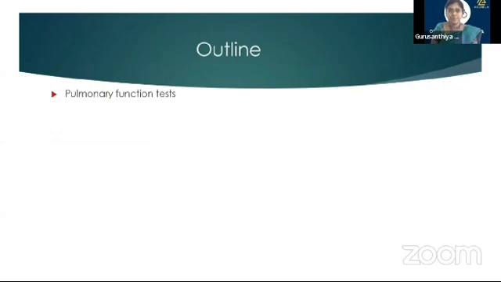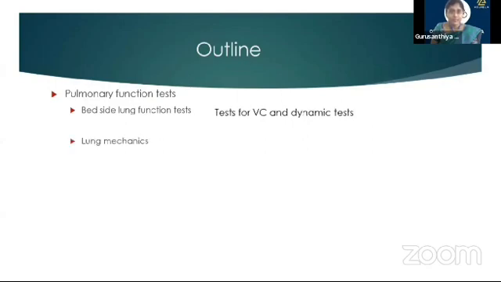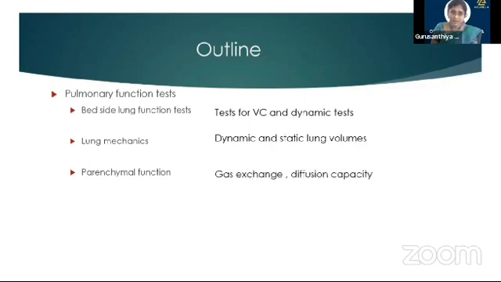Pulmonary function test basically includes bedside pulmonary function test, which measures the vital capacity and the dynamic test. Next one is the one which measures the lung mechanics, which is the dynamic and static lung volumes. Then comes the parenchymal function, which involves the gas exchange and the diffusion capacity.